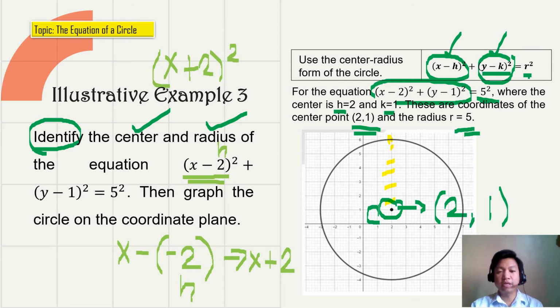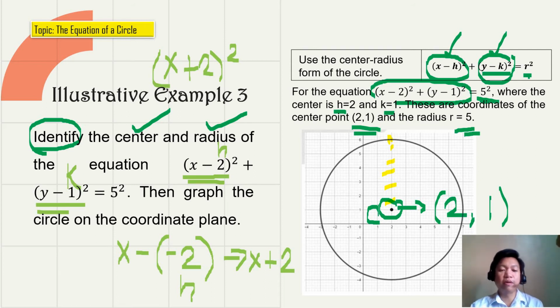Kapag naka x plus 2 yan, positive, therefore ang h mo, negative. I-opposite nyo na lang para mas ma-gets ninyo. So, ganon din mangyayari sa y. Again, dito naman sa y, ang kapartner yan, yung value ng k. Dahil naka minus 1 yan, therefore, ang k mo dyan ay positive.